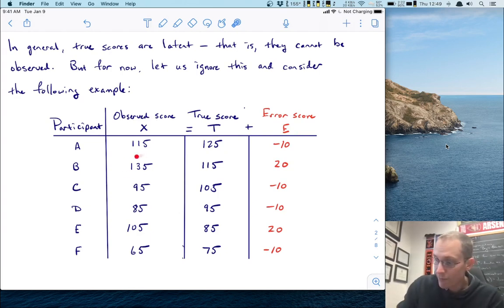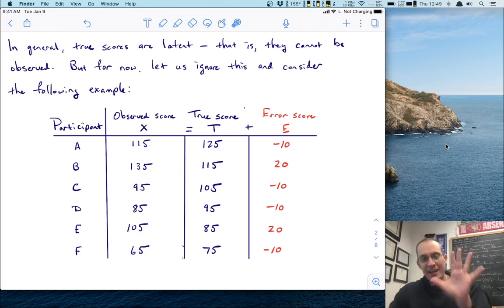Same thing for the 135, right? Participant B scored a 135. Well, it turns out in this example that their true score is 115, which means their error score is 20. Okay, and then we just keep on going, and you can see how the pattern works.